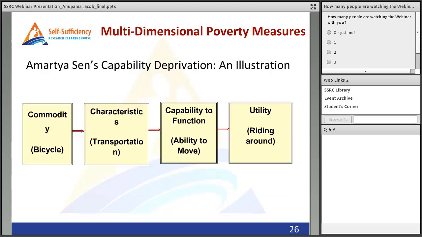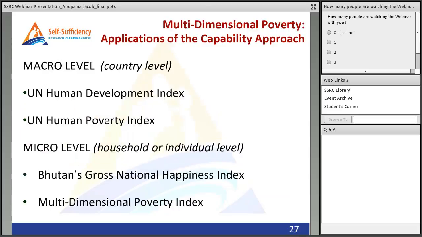So a person's capability to derive utility from a bike is thus dependent not only on individual characteristics, but also the structures and institutions of society, including social and economic arrangements, as well as political and civic liberties.